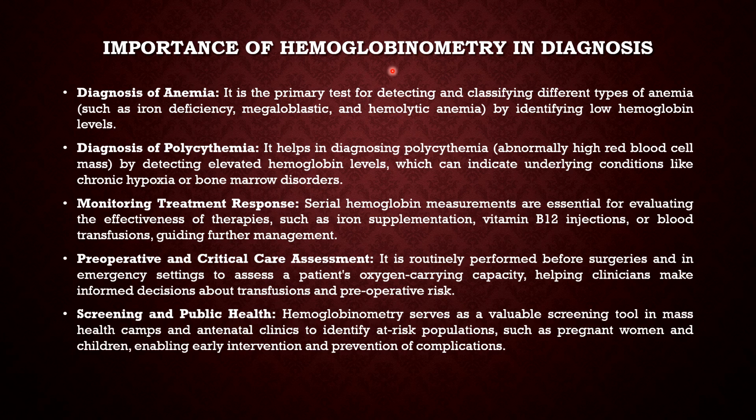So what is the importance of hemoglobinometry in diagnosis? Number one, it can diagnose anemia. It is the primary test for detecting and classifying different types of anemia. We know that there are different types of anemia, but three anemias are very quickly diagnosed by hemoglobinometry: iron deficiency anemia, megaloblastic anemia, and hemolytic anemia. Next is polycythemia. It helps in the diagnosis of polycythemia, abnormally high red blood cells, which I have already discussed.